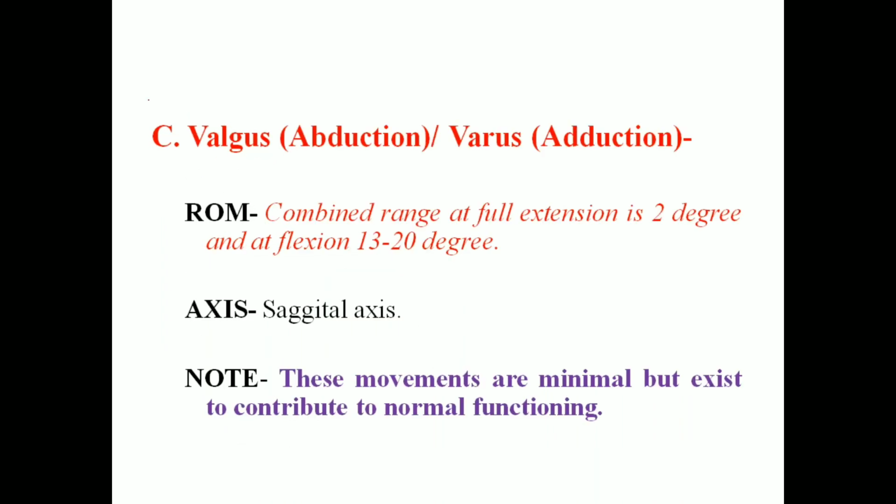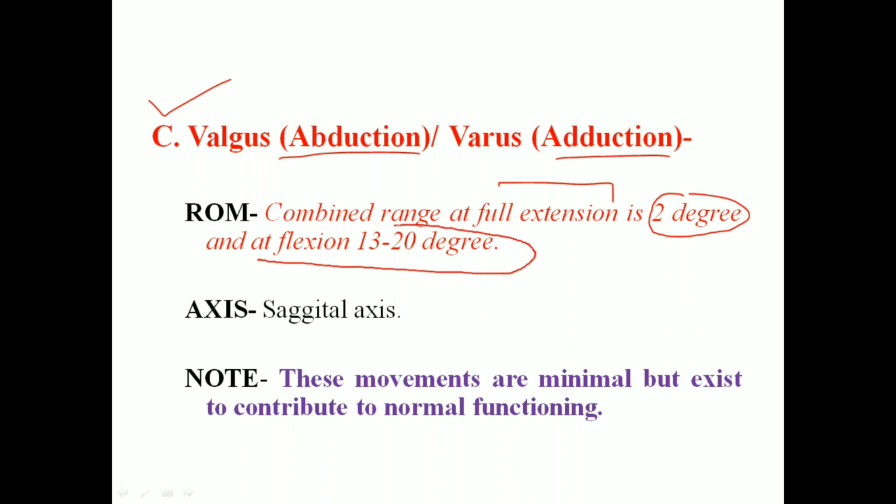Now coming to the last movement, that is valgus and varus, known as abduction and adduction movement. Here the range of motion at full extension, when the knee is in extension, is only around 2 degrees. When the knee goes in flexion, the range of motion of adduction and abduction comes to around 13 to 20 degrees. And the axis for this adduction abduction is the sagittal axis.